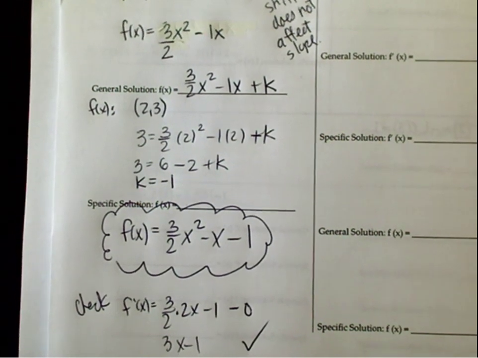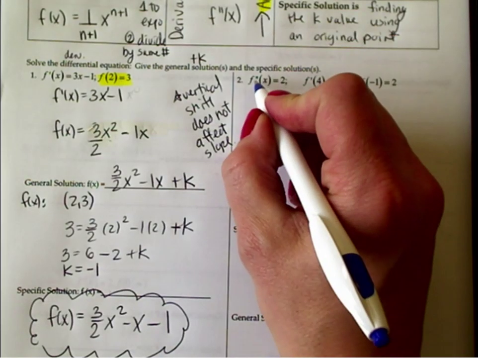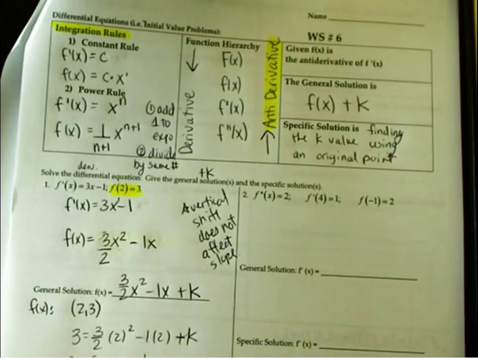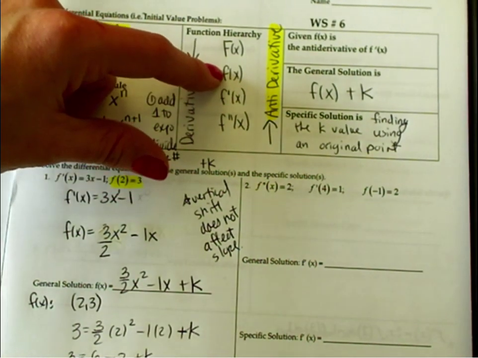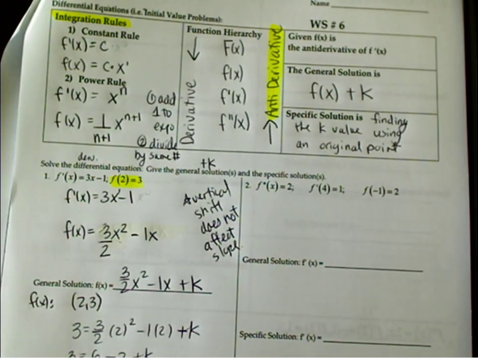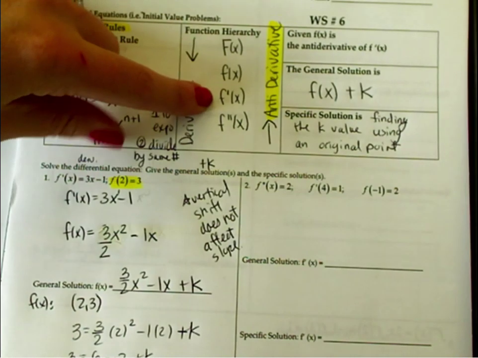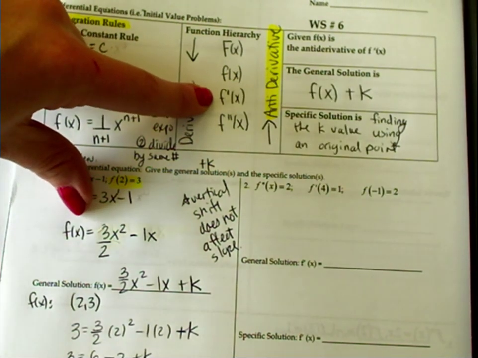Okay, let's do it again. Oh, all right. I start with double prime. That means that if we're looking at the hierarchy and I want the original, I have to go backwards twice. So we're going to do the whole process twice. We're going to start with finding f prime. You got to go backwards once. Find f prime. Then go backwards again.